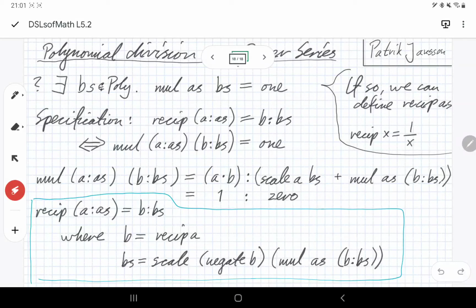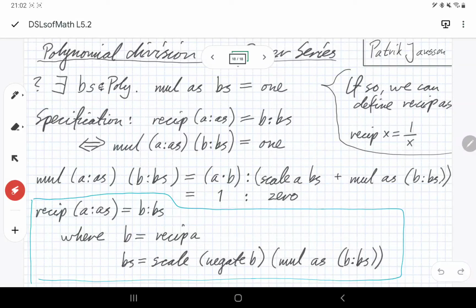And the special case, which is worth testing: if you now specialize a to 1 and as to the singleton list minus 1, you will see that what comes out is b equals 1 and bs equals the infinite list of ones.